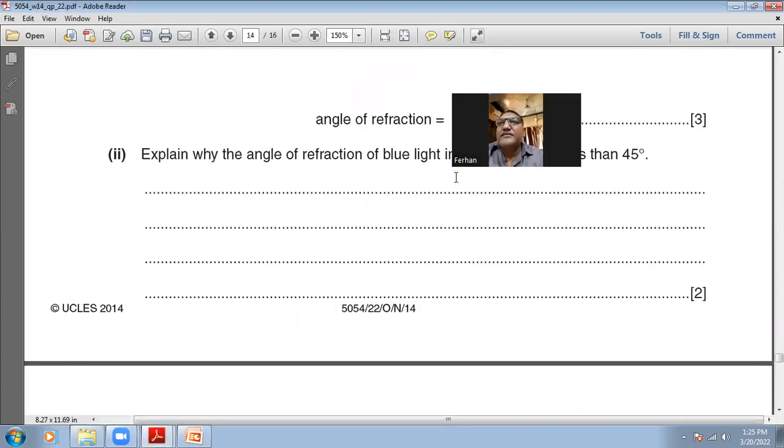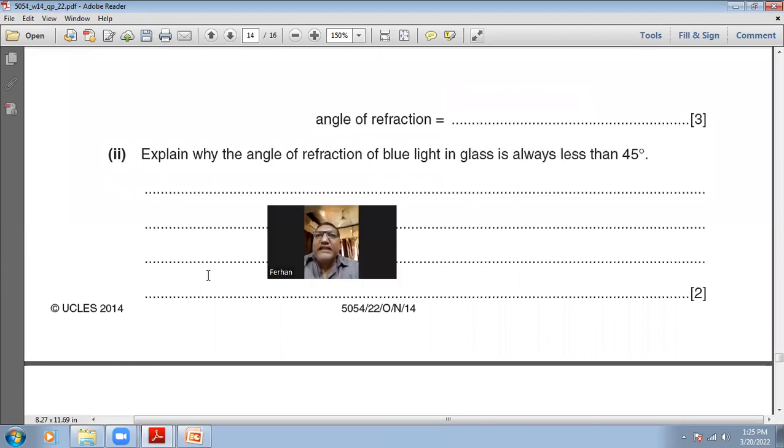He says, explain why the angle of refraction of the blue light in the glass is always less than 45. You see, try to understand, it's difficult to answer. This thing is a little bit difficult. When you entered into the glass by making an angle of incidence 89, the angle of refraction was 42. So if you increase further the angle of incidence, the angle of refraction is supposed to increase.